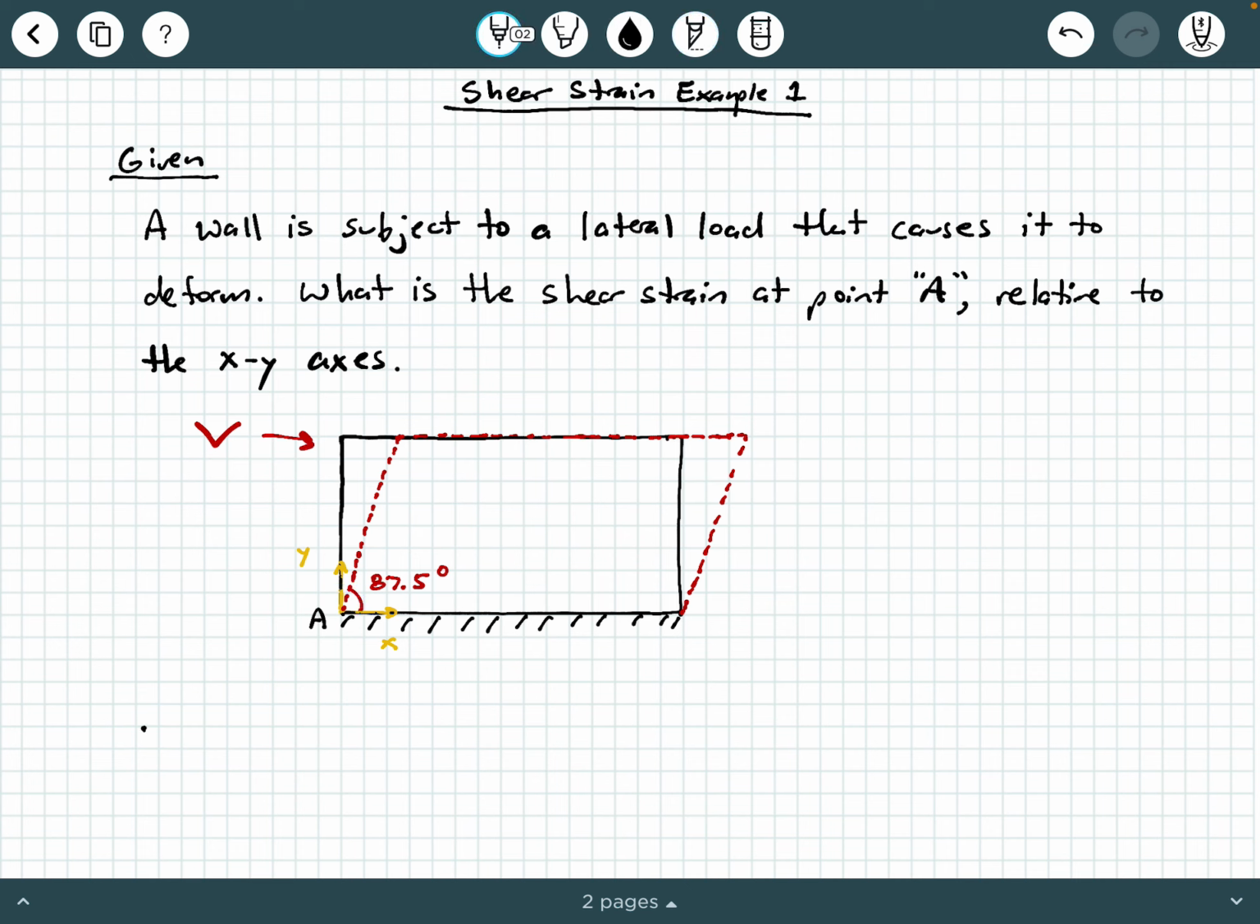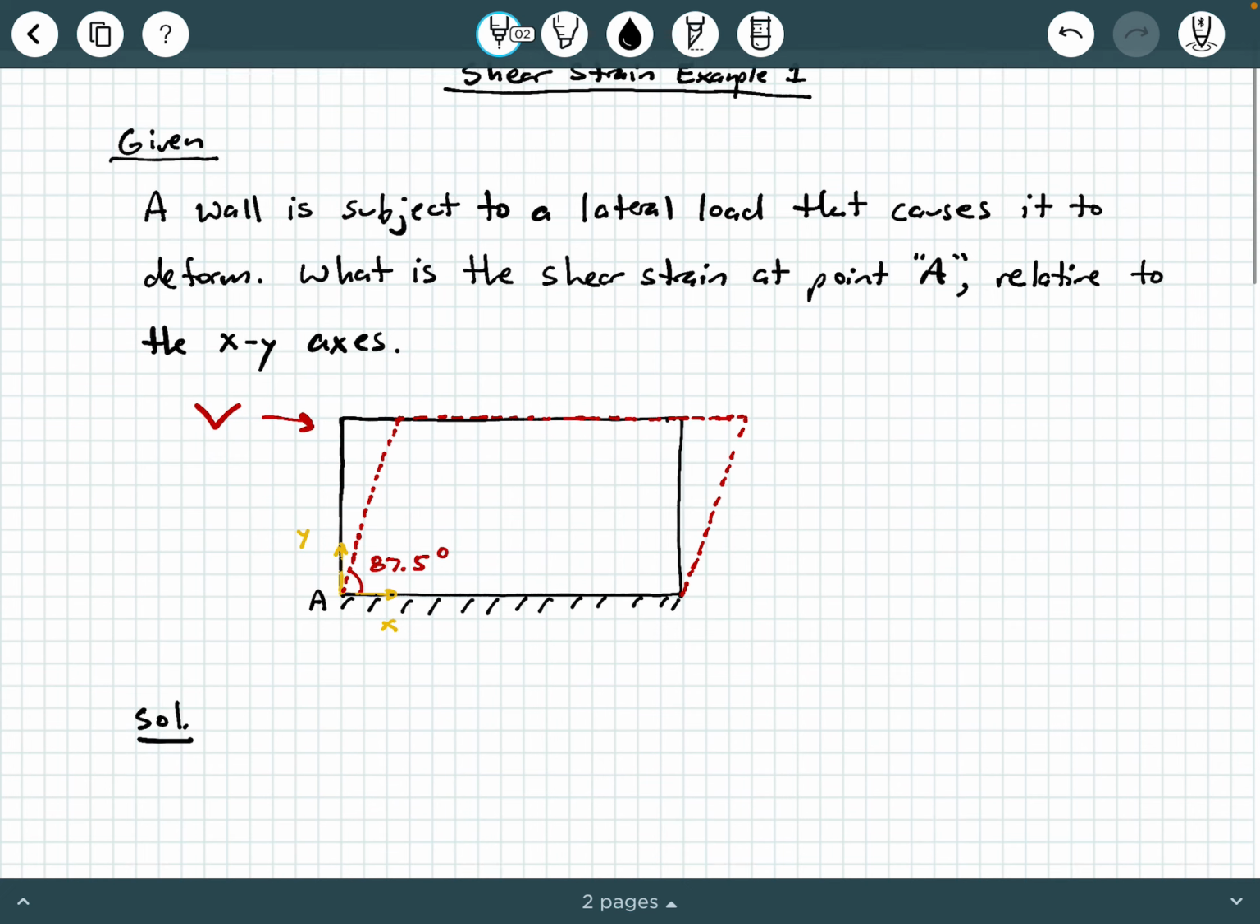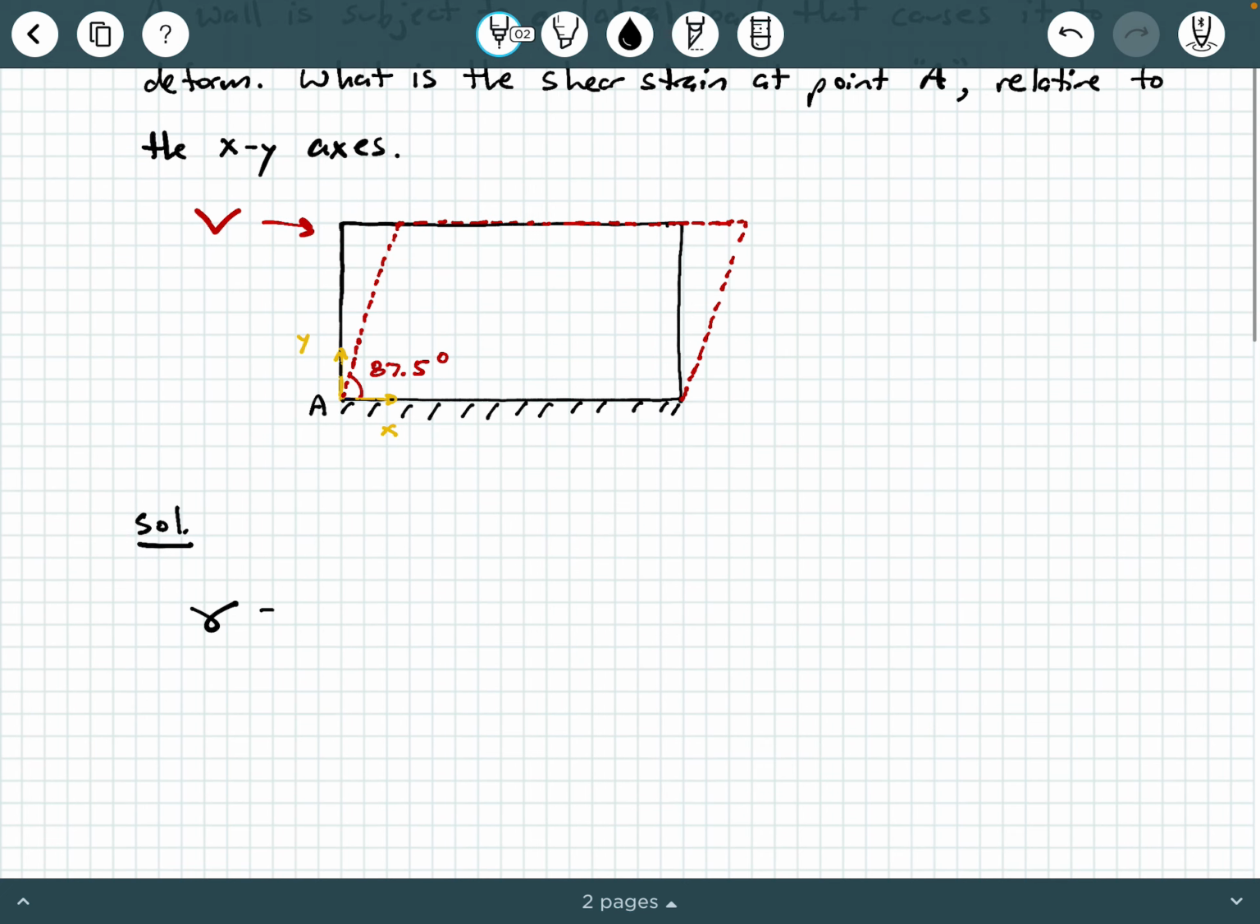To get started, we're going to say solution, and we're going to recall that shear strain, which we call gamma, is going to be equal to an original angle minus the new angle between the two axes that we're interested in, okay? So the original angle is 90 degrees. The new angle is 87.5 degrees.